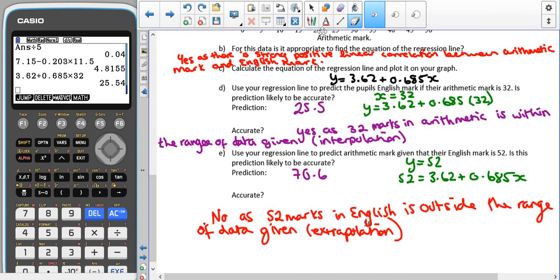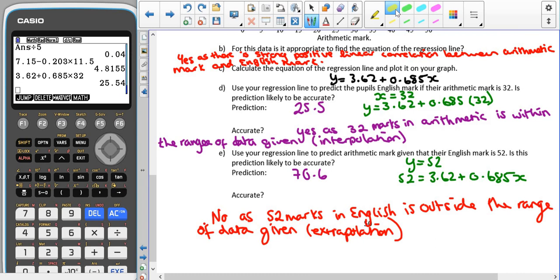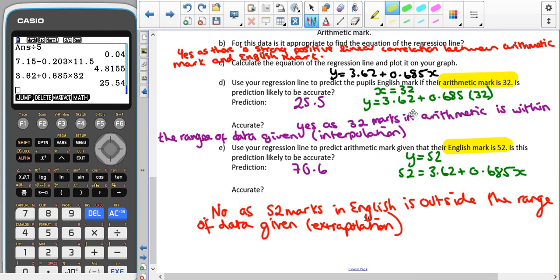However, part E is a little bit of a trick question, and I'm hoping that you were very careful when answering this one, because this time we're told that the English mark is 52. So notice that in part D we were told the arithmetic mark, in part E we're told the English mark. And if we have a quick look back here, English is on the y-axis. So this time we were actually told that y equals 52. And when we replace that in our equation for our regression line, we get 52 equals 3.62 plus 0.685x. Now you could spend time and rearrange this. However, I just use the function in my calculator.